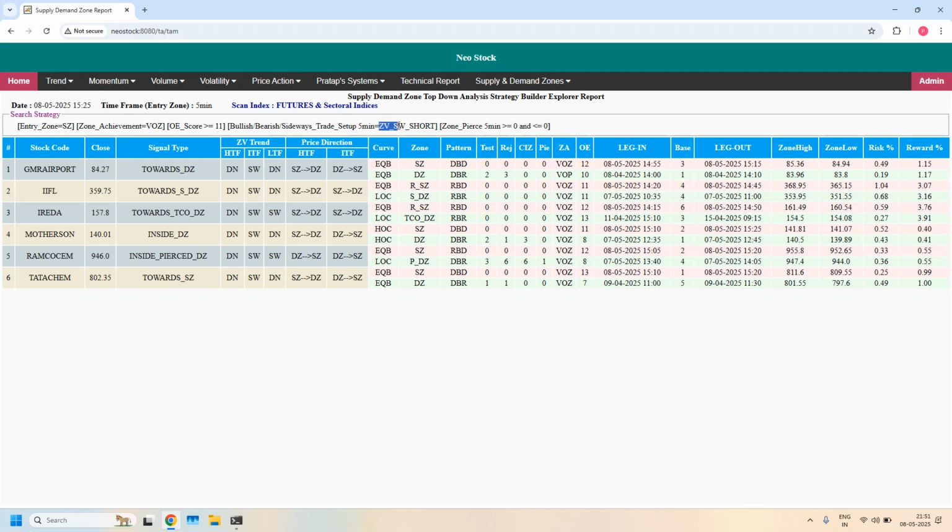ZV means zone violation based sideways. Instead of zone violation, you can also use pivot, right? At present, we are supporting zone violation based because it is pure supply demand zone concept.